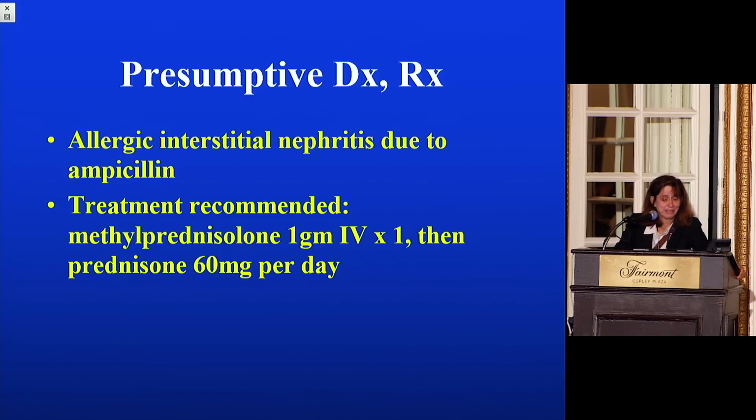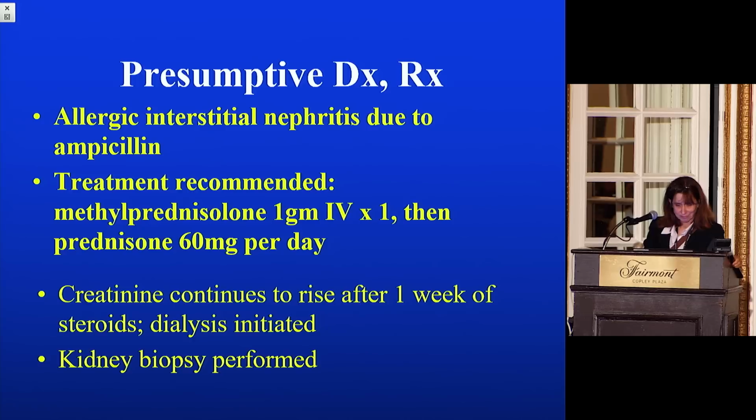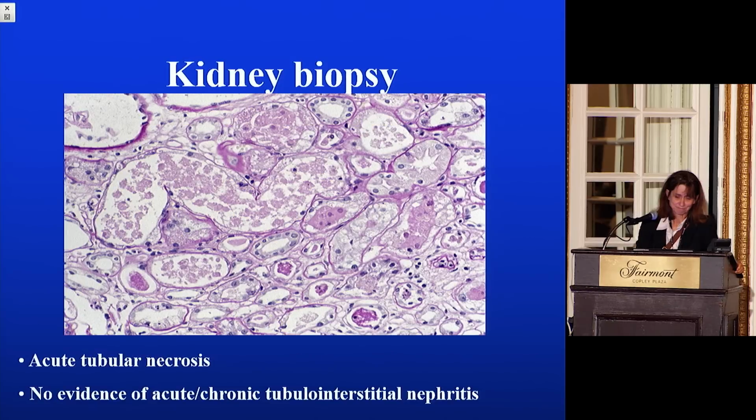The treatment recommended is Medrol, a gram, times 1, and then prednisone, and he receives that. Creatinine continues to rise after 1 week of steroids, and he gets started on dialysis, and a kidney biopsy is performed. And here's the end of that garden path. Here's the kidney biopsy. And what you see is debris in the tubules consistent with ATN.